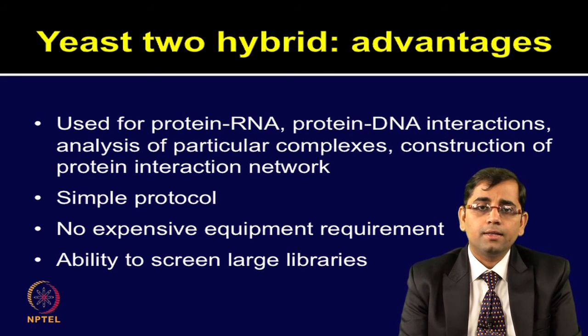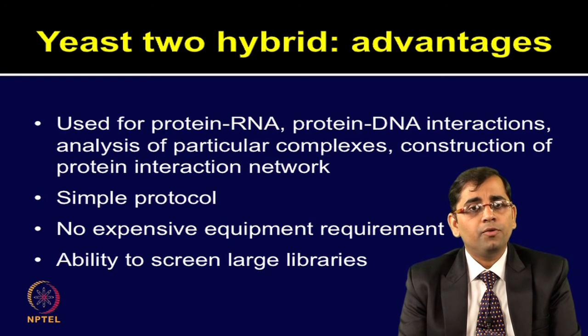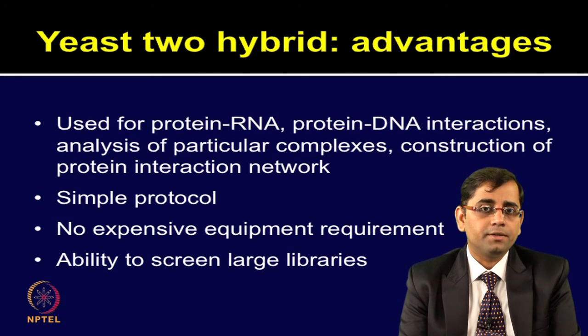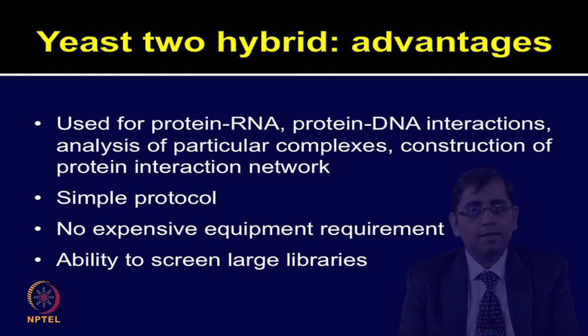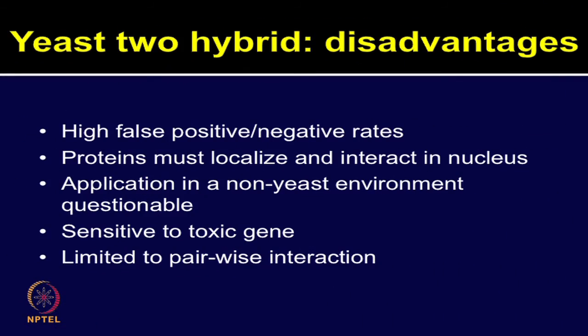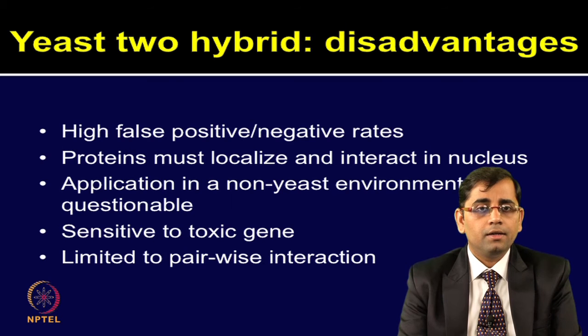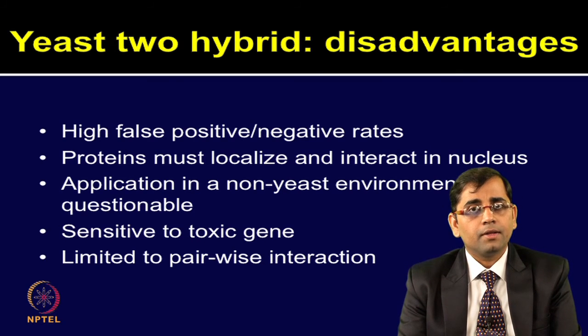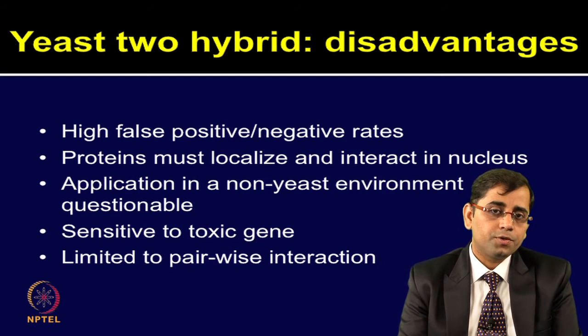Unlike other approaches, there is no requirement for heavy instrumentation here. This method also allows screening of large libraries. What are the different disadvantages of using the yeast two-hybrid system? It provides very high false positive and negative rates. The high false positive rate has been one of the major limitations of this approach.